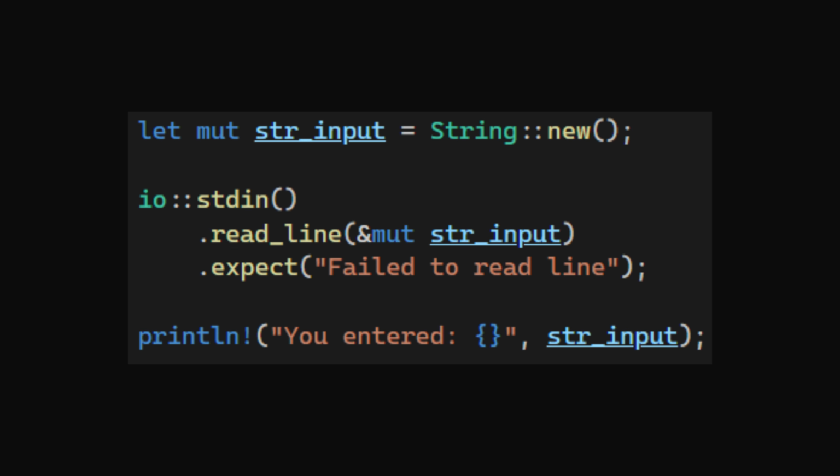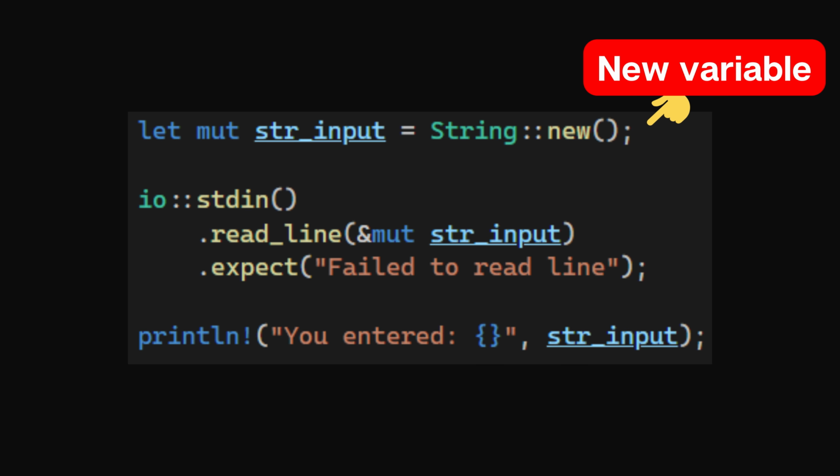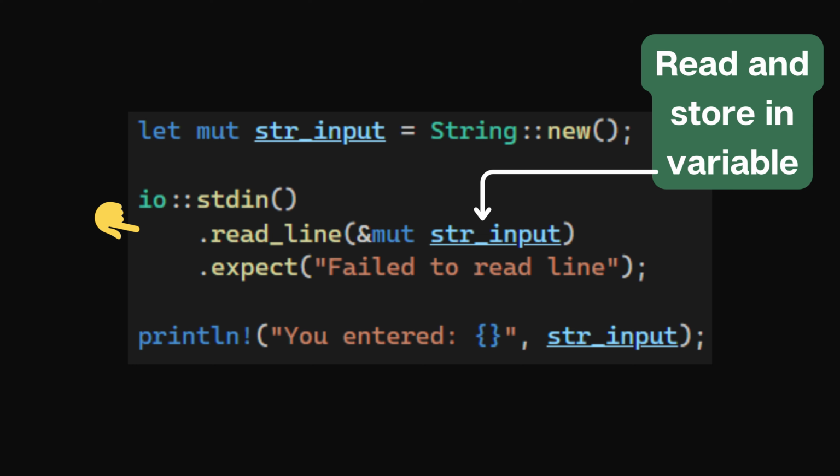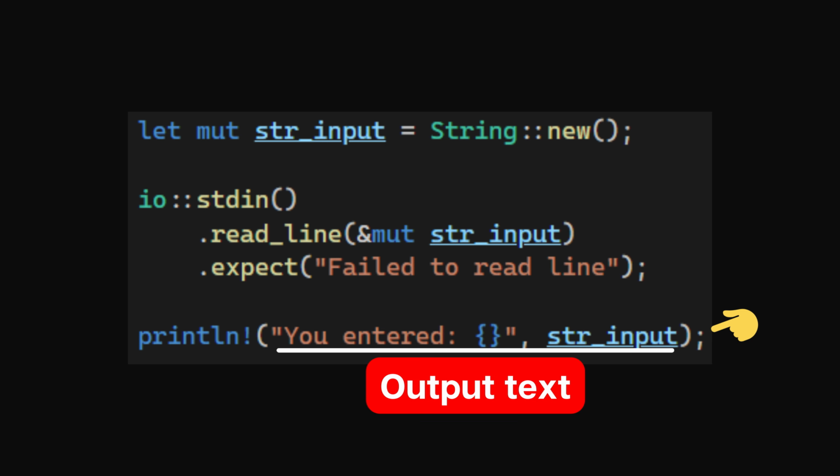Rust IO operations are used to obtain user input or print text as output. To get user input, first we need to create a new variable to hold the input string and use stdin read_line with the variable to read the input and store it in that variable. Printing output is just as easy as println.